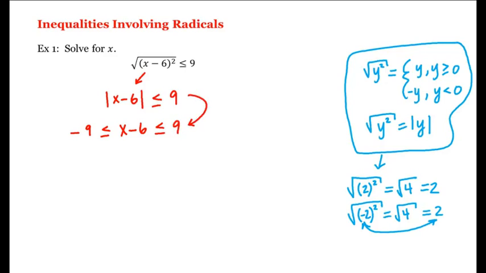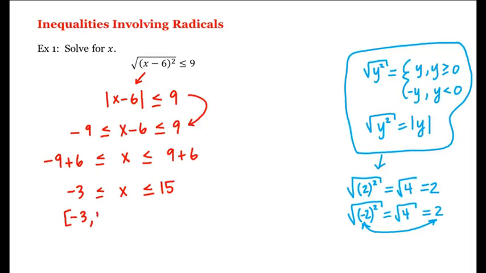And now we can add 6 everywhere, which gives us negative 9 plus 6 is less than or equal to x is less than or equal to 9 plus 6, or negative 3 is less than or equal to x is less than or equal to 15. Which we could write in interval notation as the interval negative 3 up to 15. Or we could even graph it. The solution set would be the interval from negative 3, including negative 3, all the way up to 15, including 15.